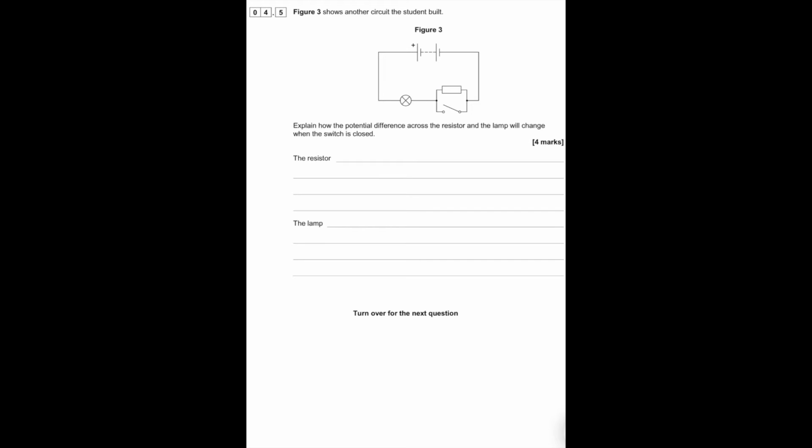Figure 3 shows a circuit that a student built. Explain how the potential difference across the resistor and the lamp will change when the switch is closed. So, when the switch is closed, the resistor will have zero potential difference, and that's because there's a short circuit, an easier alternative route for the current to go through.